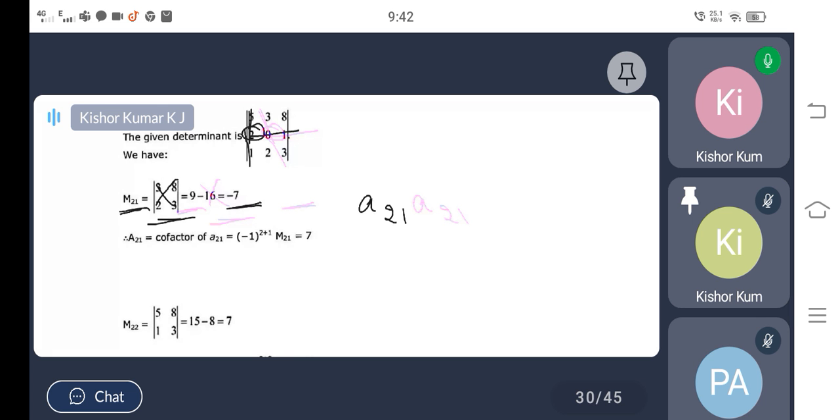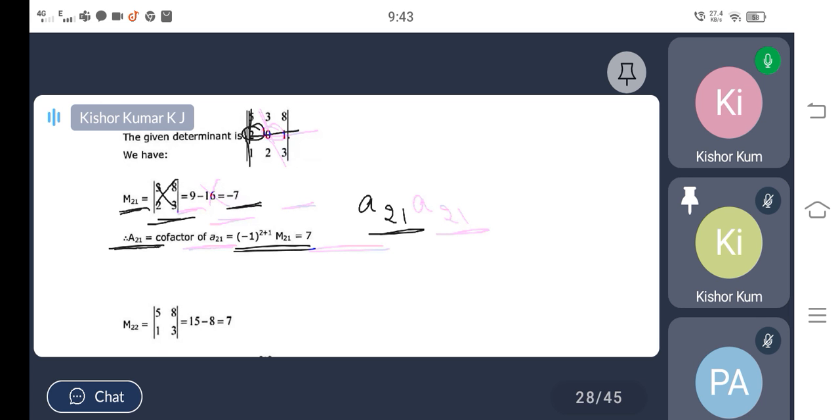So immediately after calculating the minor, you go for the cofactor. The cofactor formula is capital Aij is equal to minus 1 to the power i plus j into Mij. So here the value of i is 2 and the value of j is 1, because that is the element we are calculating, the first element in the second row. So the cofactor of A21 is equal to minus 1 to the power 2 plus 1 into M21, which is equal to 7.